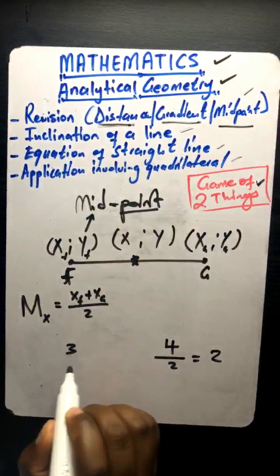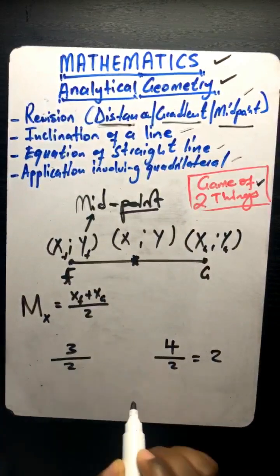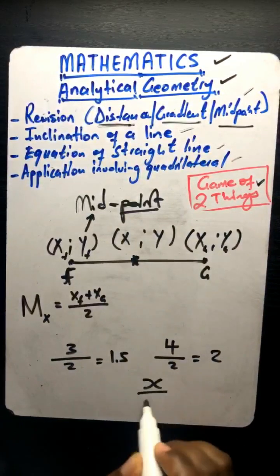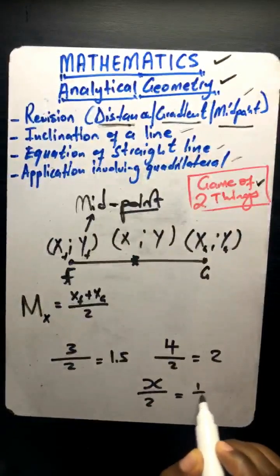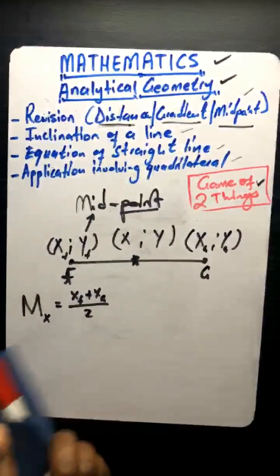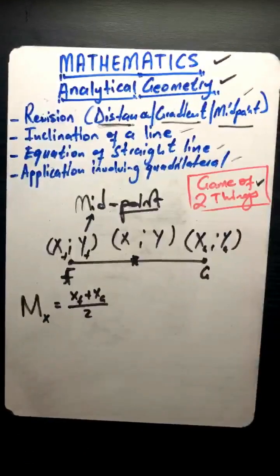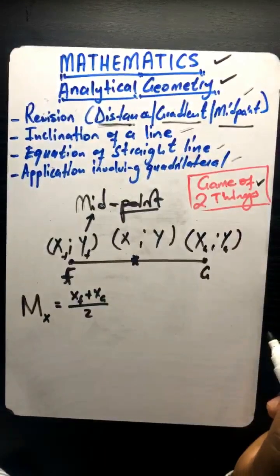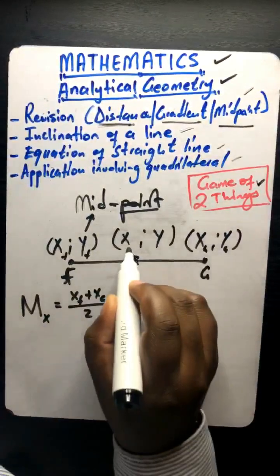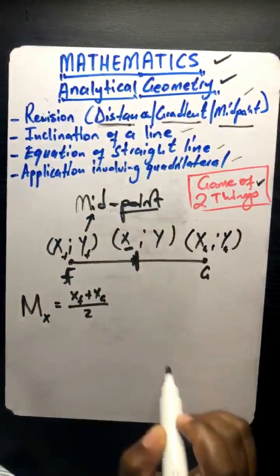If you have 3, every time you divide something by 2, just know that you are cutting it into half. If you have x, the moment you divide it by 2, you are actually cutting it into half. So the power of 2 is that it has the potential to work with whatever. That is why here we say that plus that, and then you divide by 2. It is going to give you the x value of that midpoint.